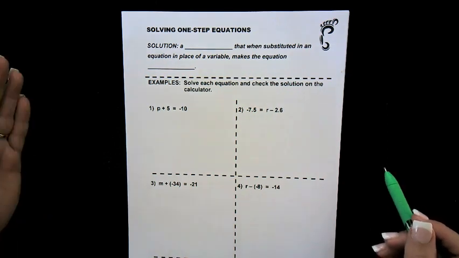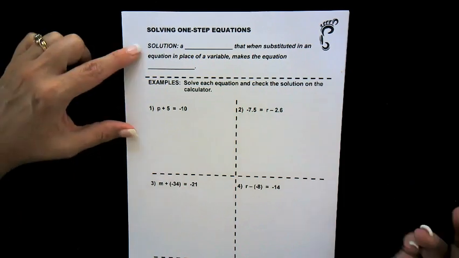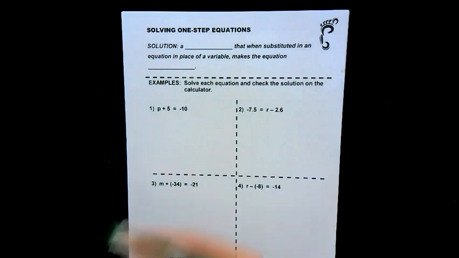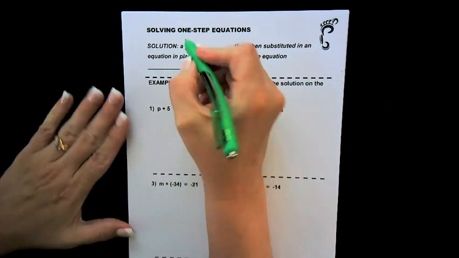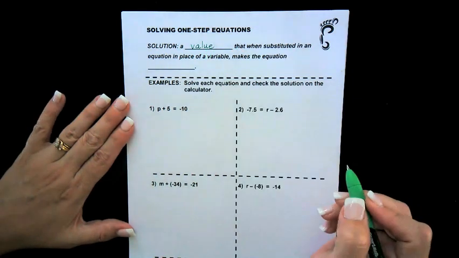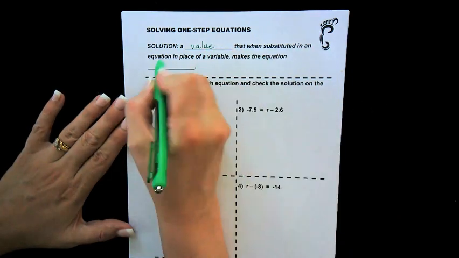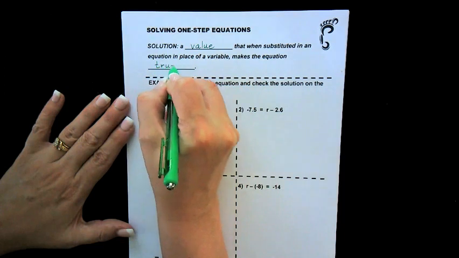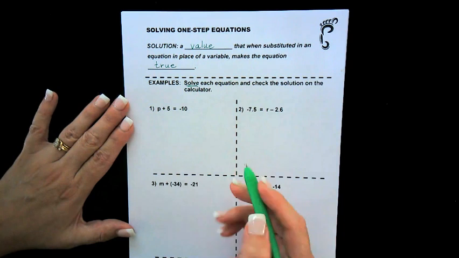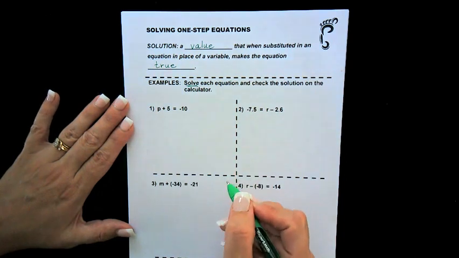I think it's important for us to get started with what a solution is. A solution is simply a value that, when we substitute that value into an equation in place of the variable, makes the equation true. So when we use the word solve in our instructions, what we're really trying to say is find the solution.